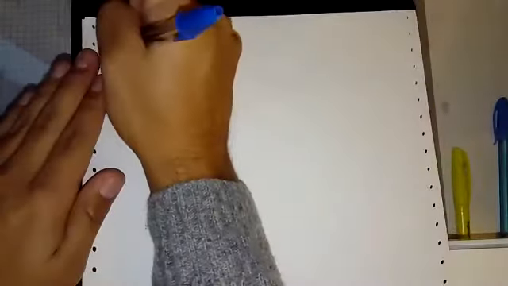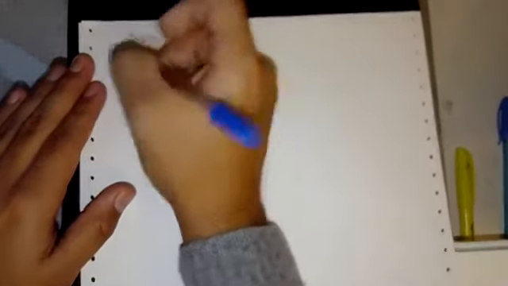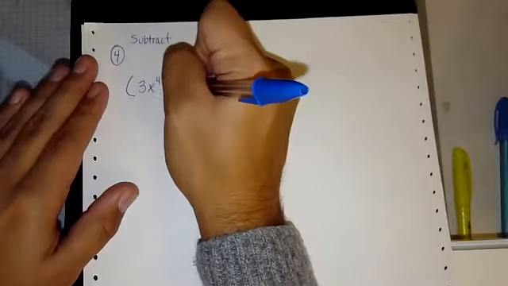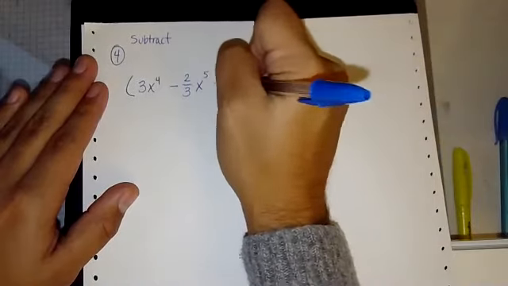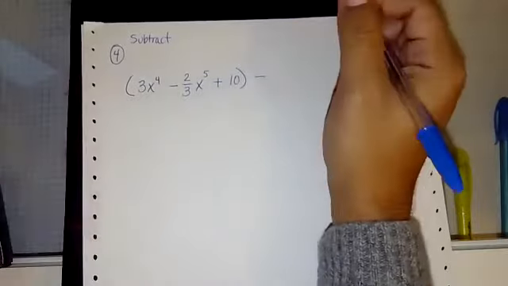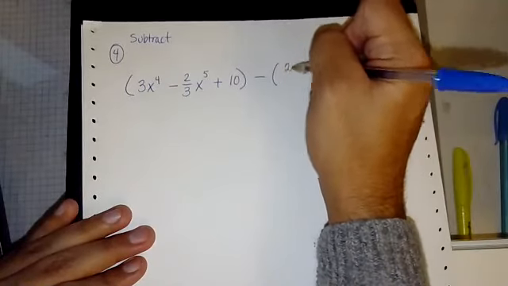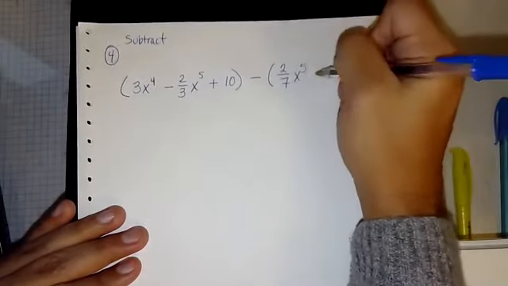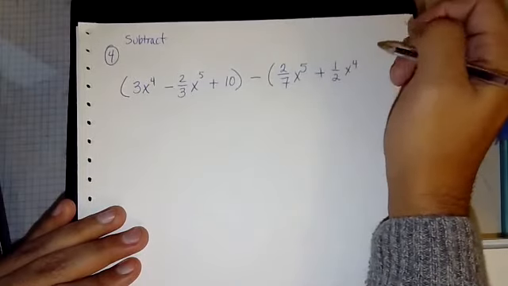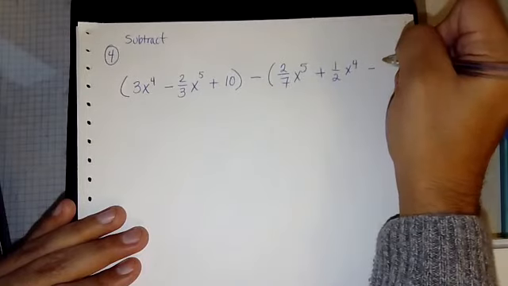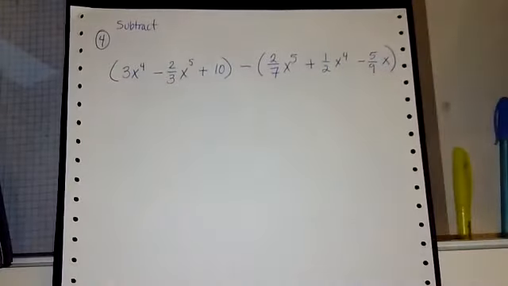Let's do this. So, subtract. Let's do 3x to the fourth minus 2/3 x to the fifth plus 10, minus 2 over 7 x to the 5th plus 1/2 x to the 4th minus 5/9 x. Okay. Just made that one up on the fly.